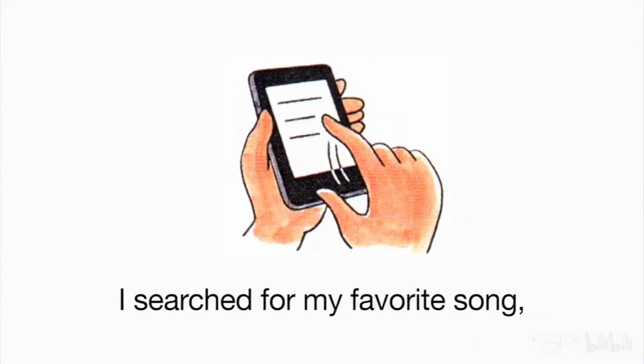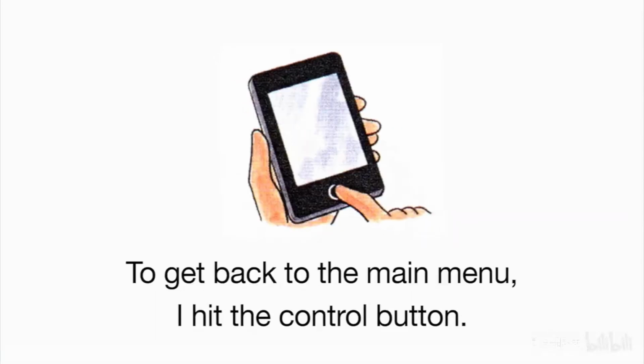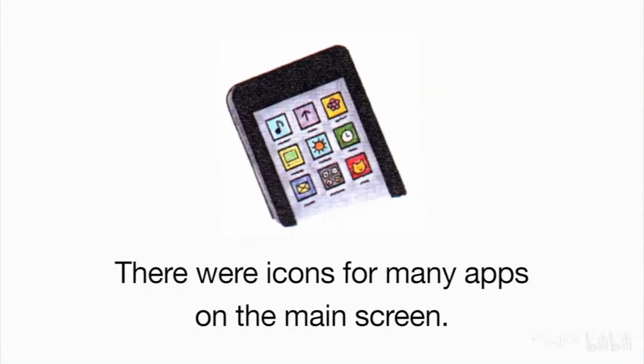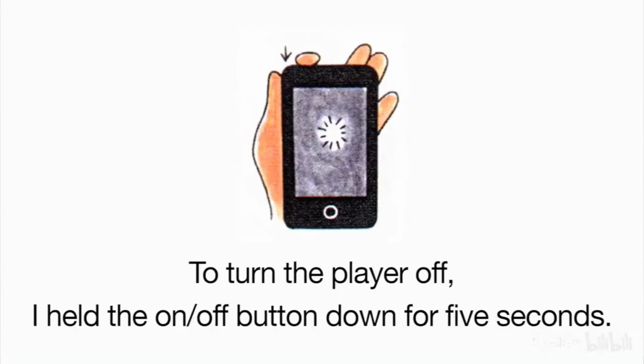I searched for my favorite song, and I tapped the screen to play it. To get back to the main menu, I hit the control button. There were icons for many apps on the main screen. I touched the icon for the calculator app so I could add some numbers. To turn the player off, I held the on-off button down for 5 seconds.